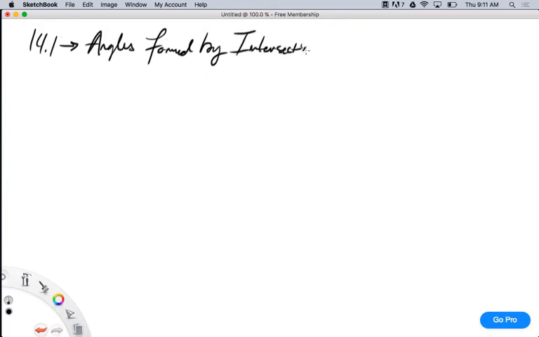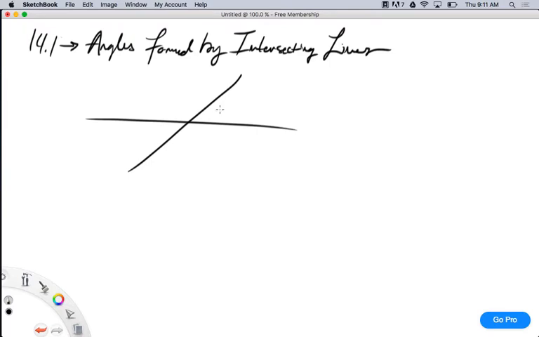Angles formed by intersecting lines. Okay, so here's a pair of intersecting lines.